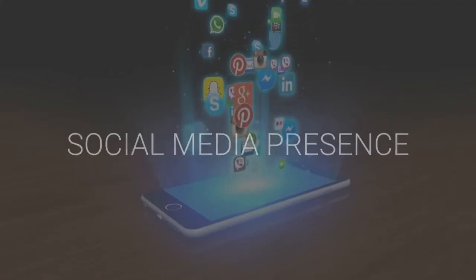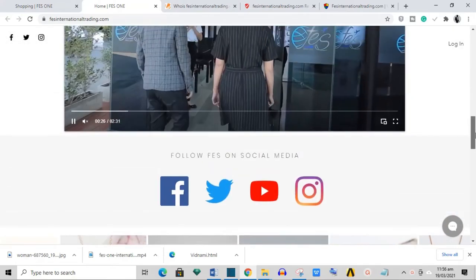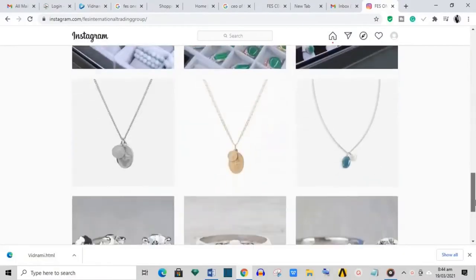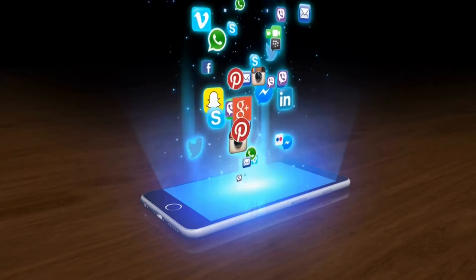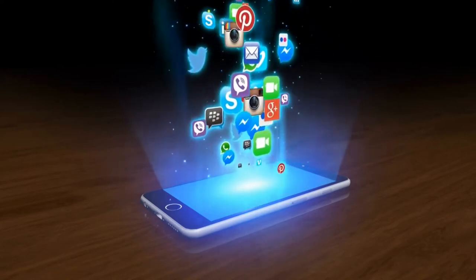Social media presence. A quick look at all the social media icons on the site shows that they have a prolific social media presence. They're present on Facebook, Twitter, Instagram, and YouTube. Their social media presence is another huge credit to the platform in our humble submission.